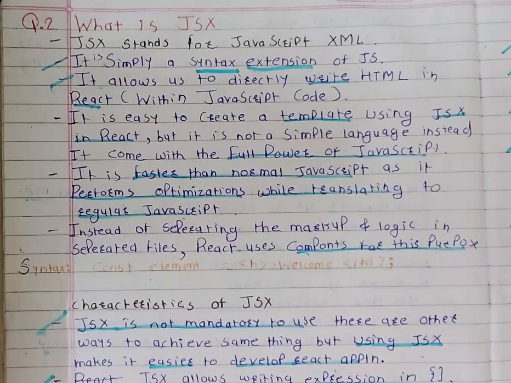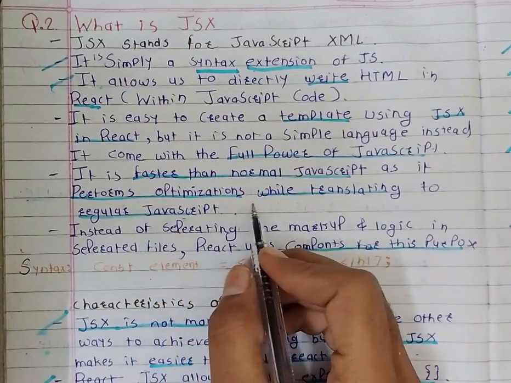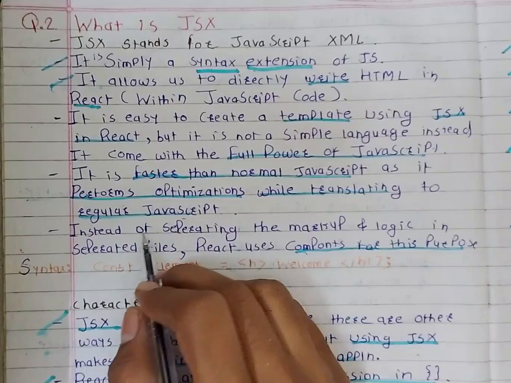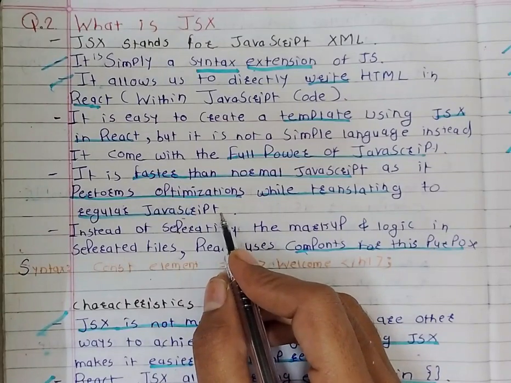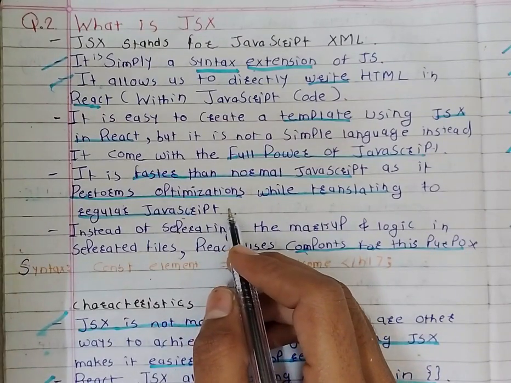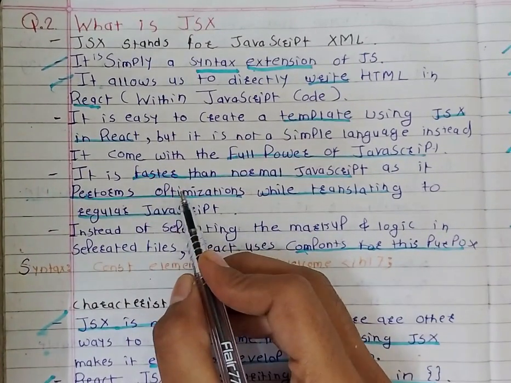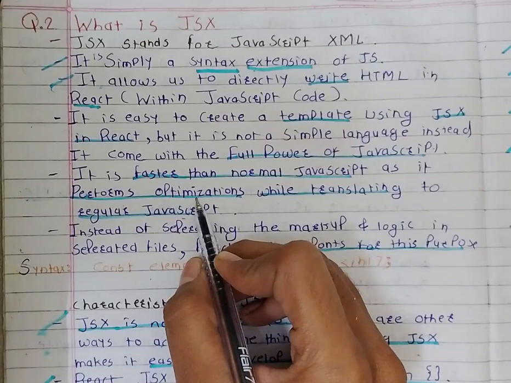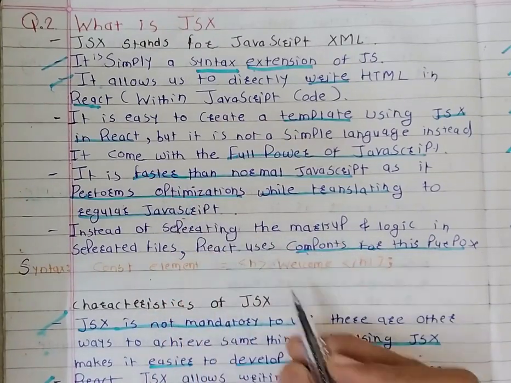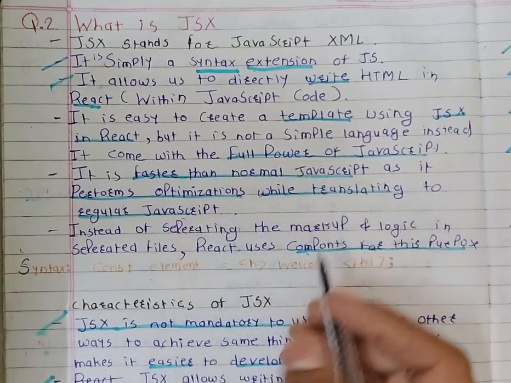So basically, JSX is faster than normal JavaScript, as it performs optimization while translating into regular JavaScript, because the browser doesn't directly understand JSX. So what happened? JSX is converted to JavaScript by using Babel as a transcompiler. Then while converting it, it optimizes performance. That's the reason it is much faster than normal JavaScript.